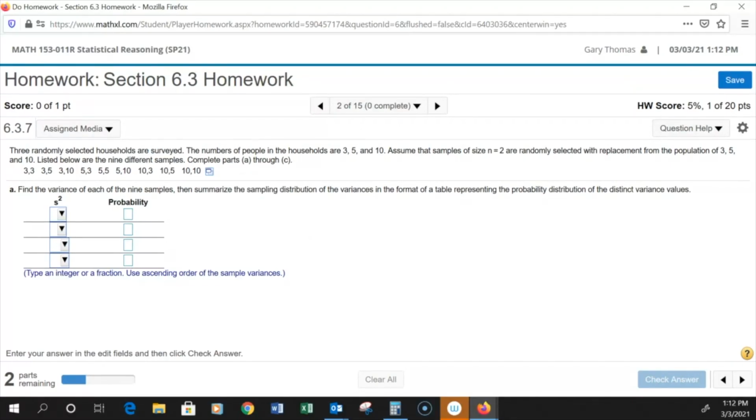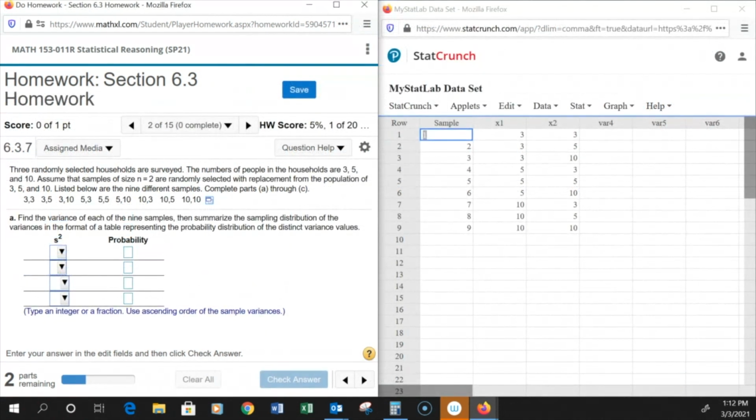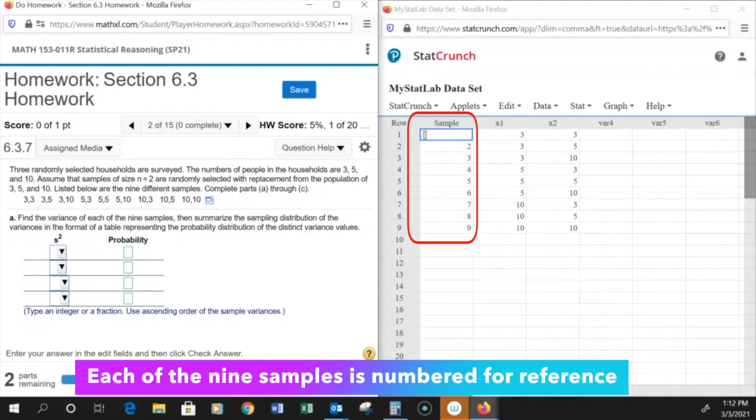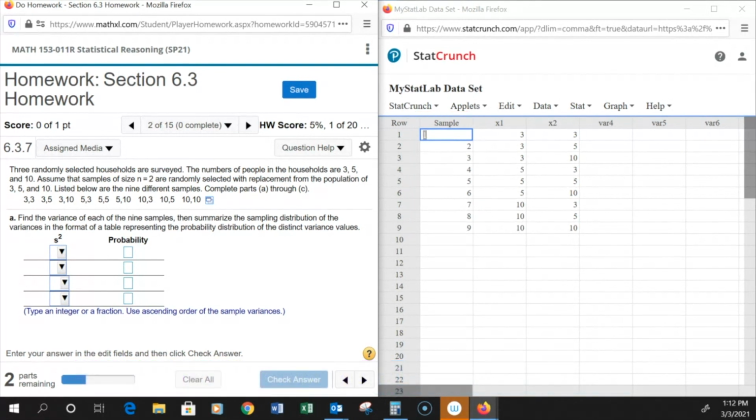We will open it up in StatCrunch. And what is this? Okay, so what this is, we've numbered the samples. Why did you do that? Just for convenience. Do I use this number? No, it's just for convenience. I kind of think this is a wasted column. I think it confuses students.